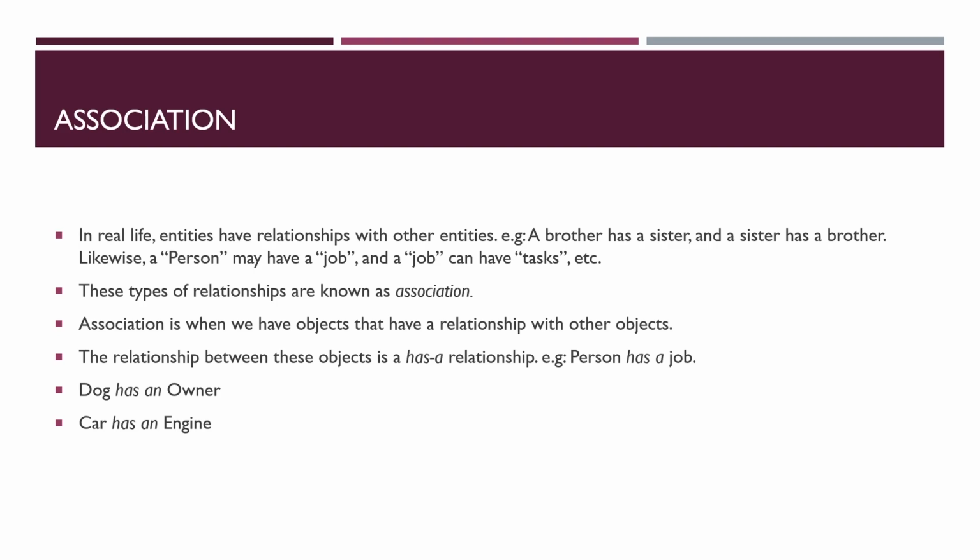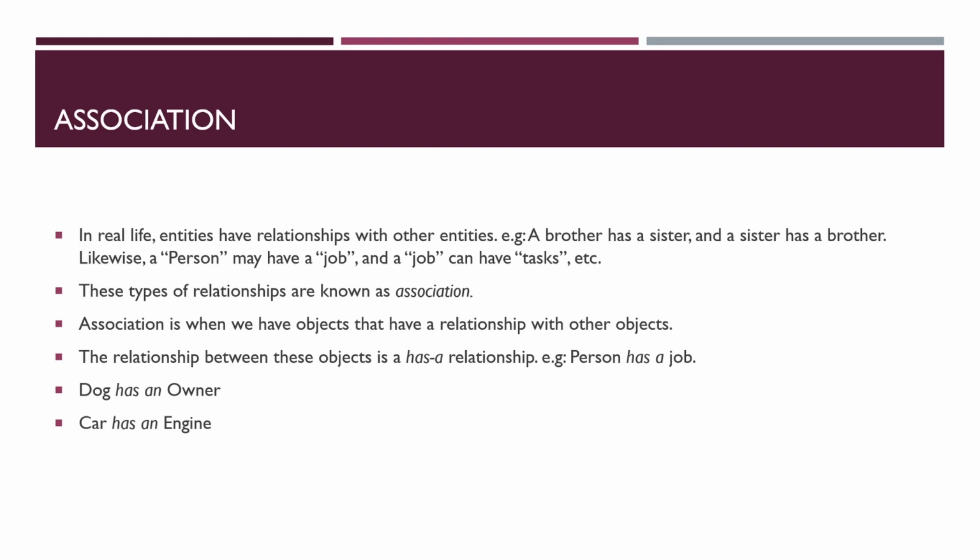We can talk about human beings. We can talk about, let's say, for example, we have a brother object, right? A brother can have a sister object. Those objects are obviously different, but they do compose each other. A brother has a sister, and a sister has a brother. Likewise, a person object may have a job object, and a job object can have various amounts of tasks.